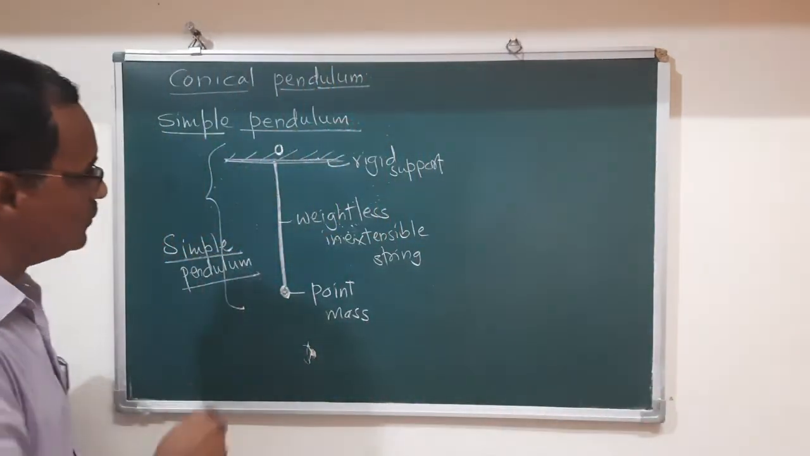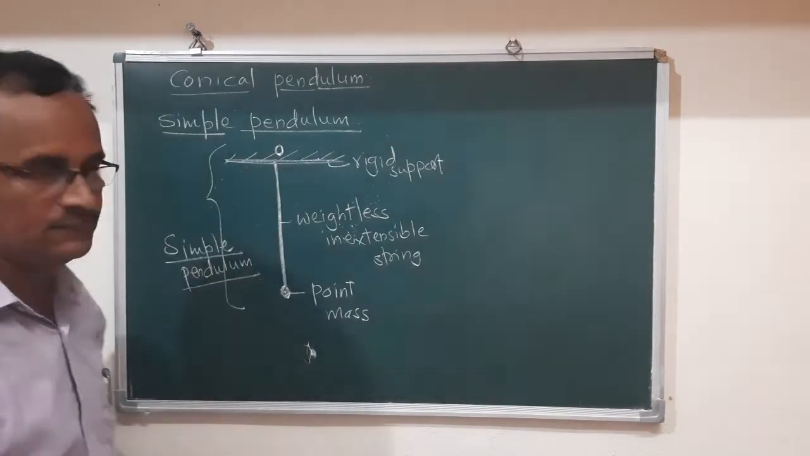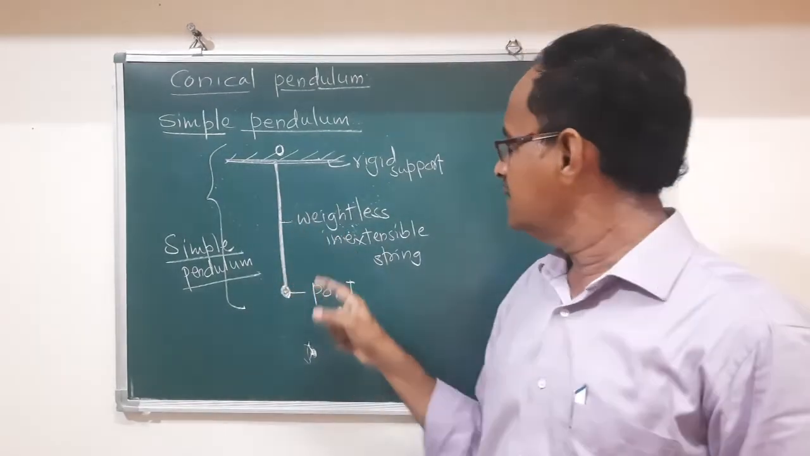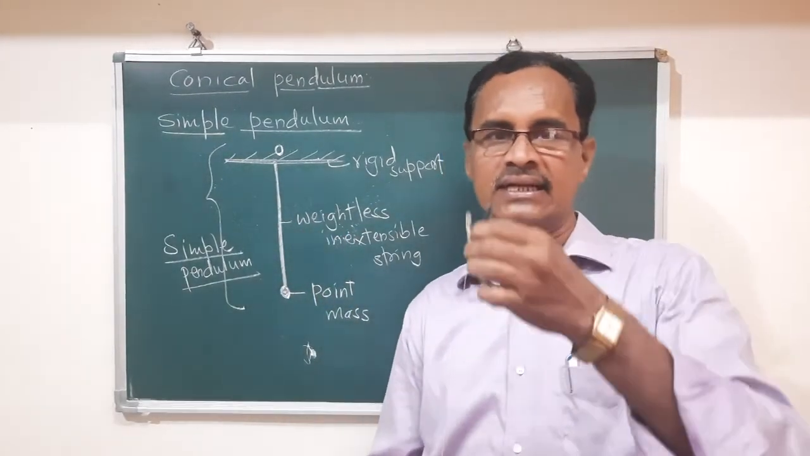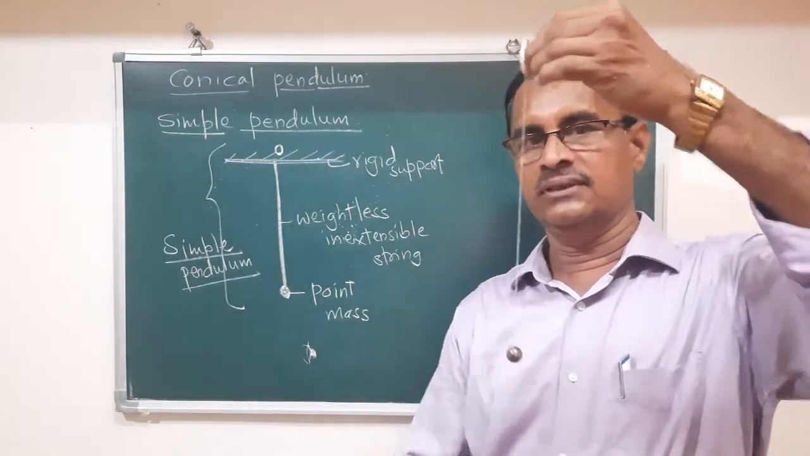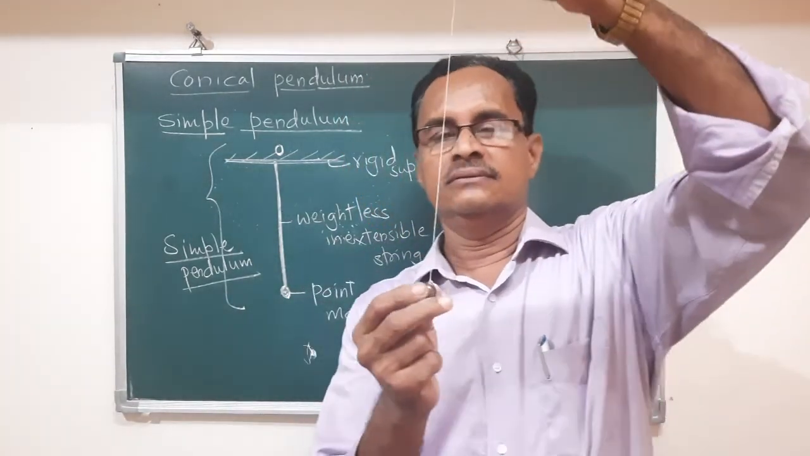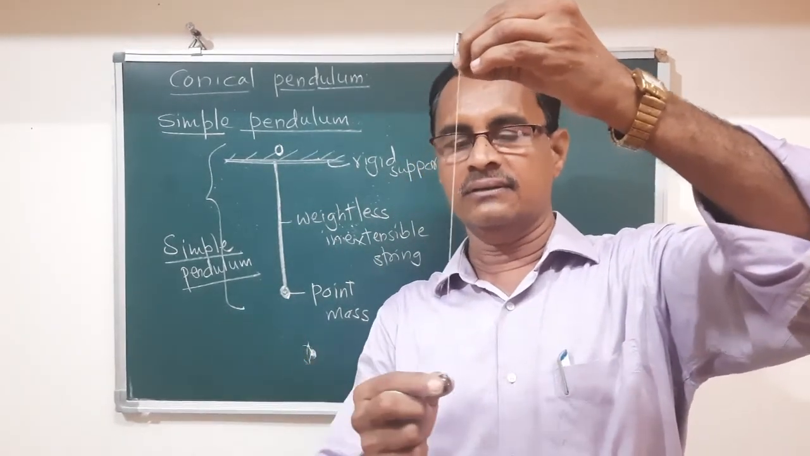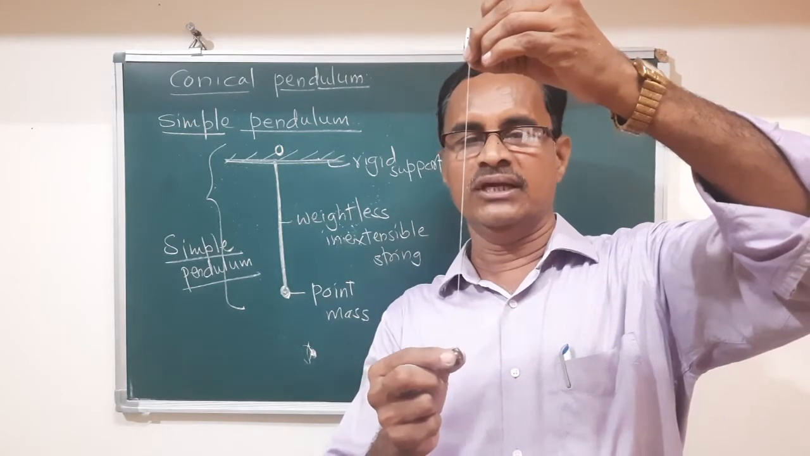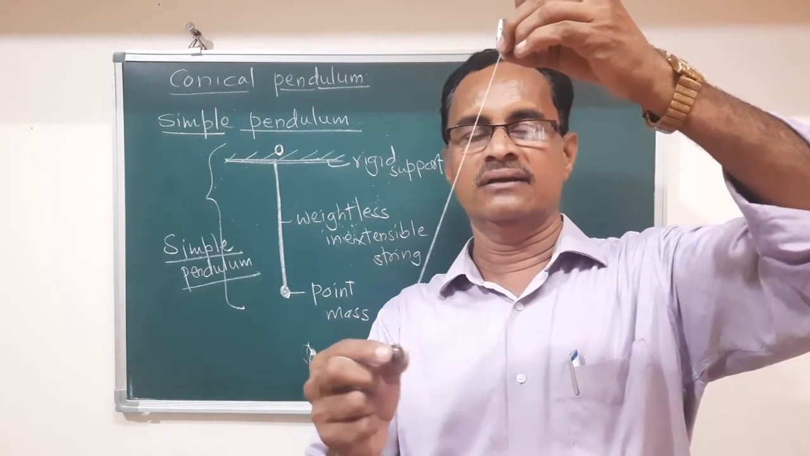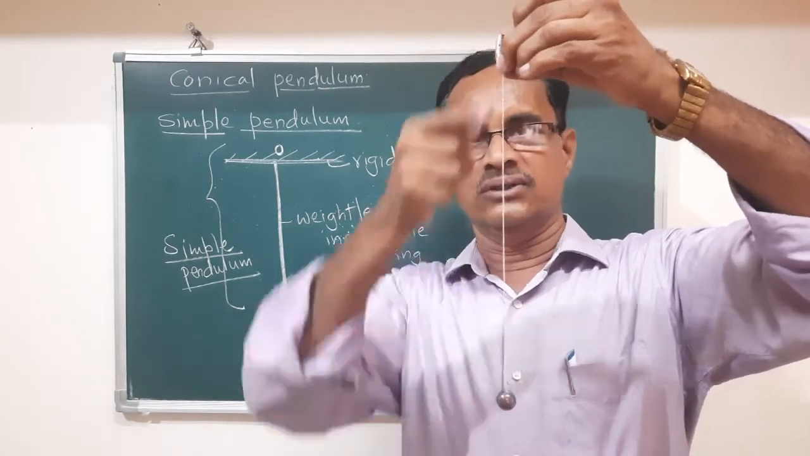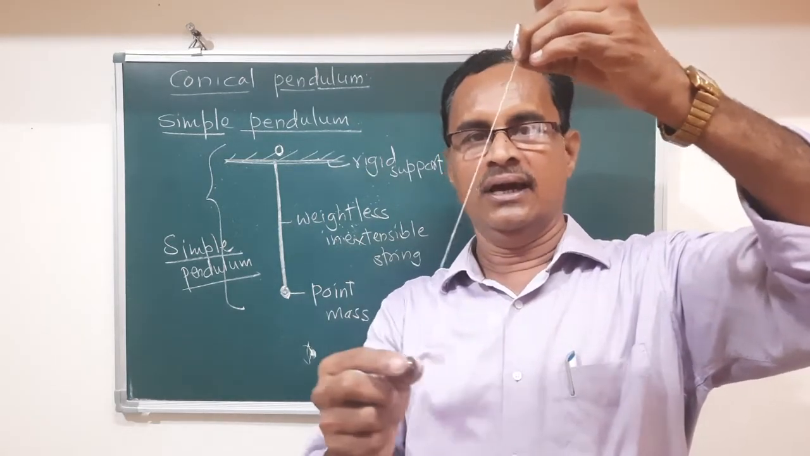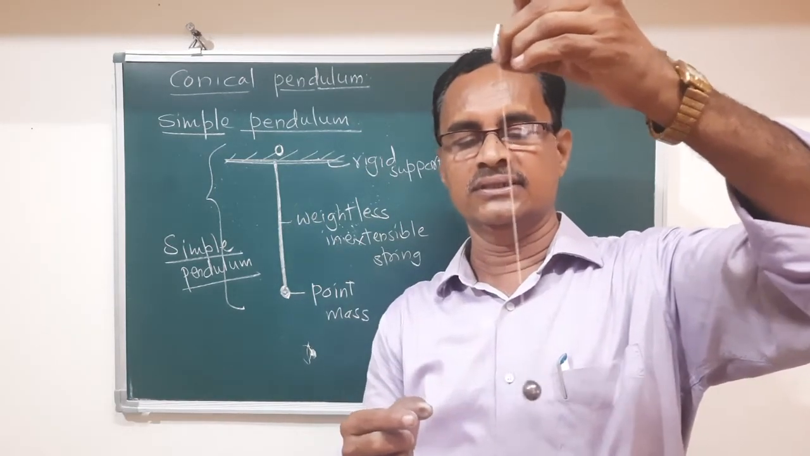Here, then what is the difference between the simple pendulum and the conical pendulum? The arrangement of the conical pendulum is the same, but the motion of that pendulum is a right vertical cone. It means the motion of the simple pendulum is a straight line in this way, but in a conical pendulum, the motion of that pendulum is a right vertical circular cone along the vertical axis, and it performs horizontal circular motion, and this is nothing but the horizontal circular motion.